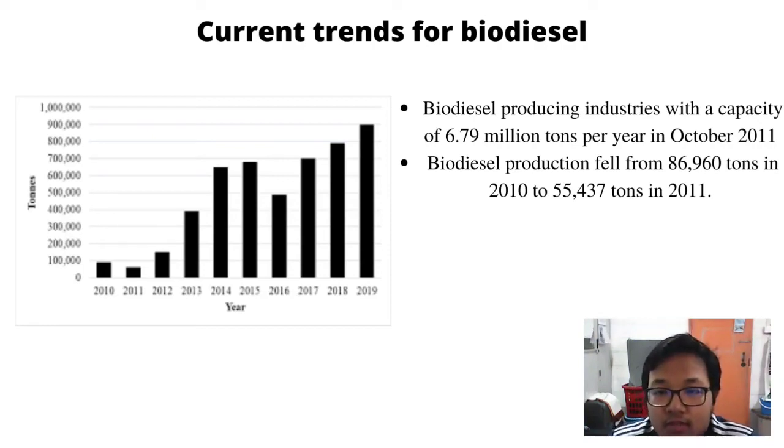From the graph, we can see in 2010 to 2011, there is a huge decrease from 86,000 tons to 55,000 tons, and also along the years up to 2019, there are huge increases. This is due to the increase in demand in the global market for biodiesel.